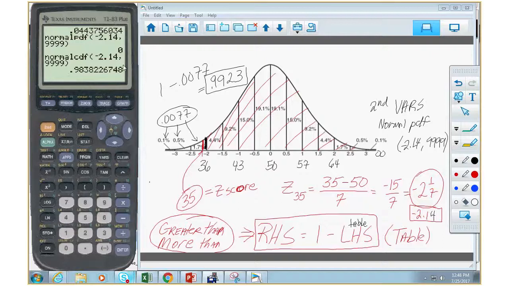Yeah, that's the area right there. That's the red area, 0.9838. That's the percent. That's in the red. 98%. How many people are going to score above a 35? Or how many people's IQ is greater than 35? 98%. I challenge that.